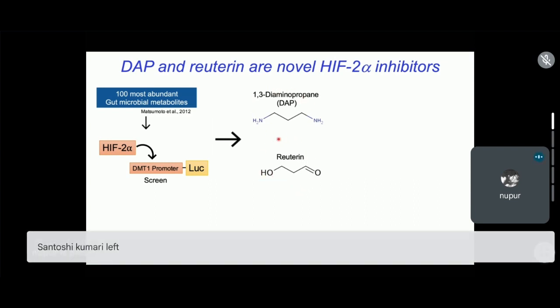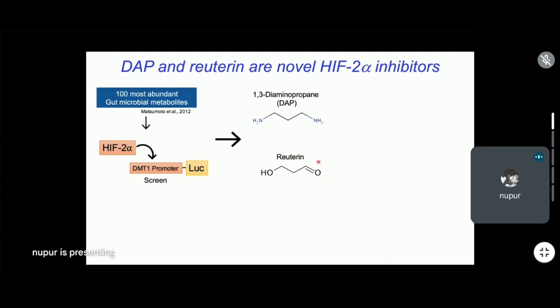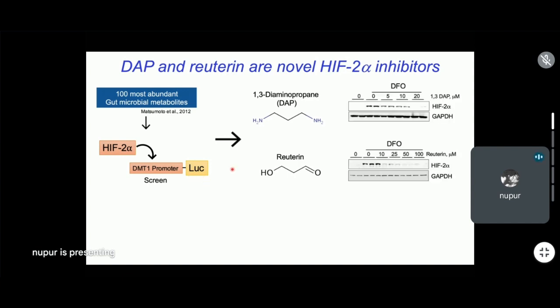Now this reuterin was not in this list, but reuterin also physiologically suppresses this DMT1 promoter luciferase activity, which is a readout of HIF2 alpha activity. So if you look at the Western of, again, the HCT116, we had to treat the cells with DFO again to see an induction of HIF2 response. Now you see, and this is the physiological range of this 1,3-diaminopropane or DAP, you see it is suppressing HIF2 in a dose dependent manner in here and in here, and at higher doses it is completely gone. And just to tell you, these doses are non-toxic.